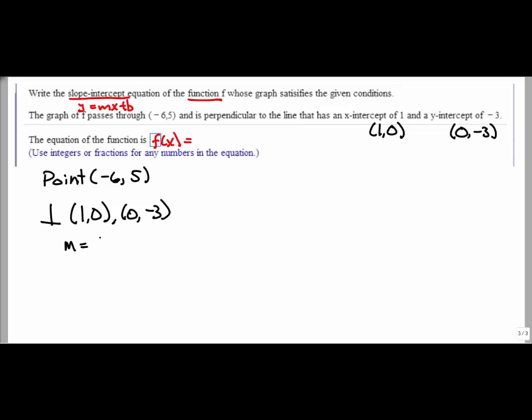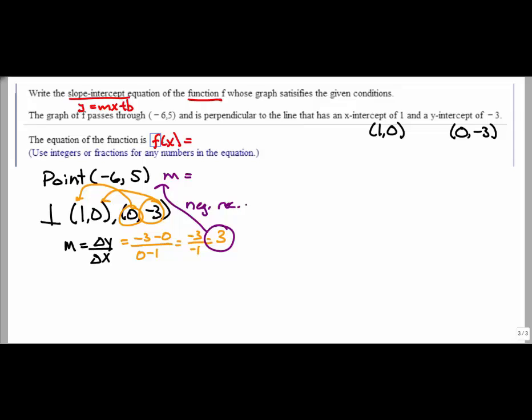Well, I need to find the slope. Remember, slope is change in y over change in x. And it doesn't matter which point I start with. I'm going to start with negative 3 minus 0, and then, of course, I have to start with the same point, 0 minus 1. Negative 3 minus 0 is negative 3. 0 minus 1 is negative 1, so I have a slope of 3 here. Well, remember, perpendicular lines have negative reciprocal slopes. The reciprocal of 3 over 1 is 1/3, and then I negate it and make it negative.